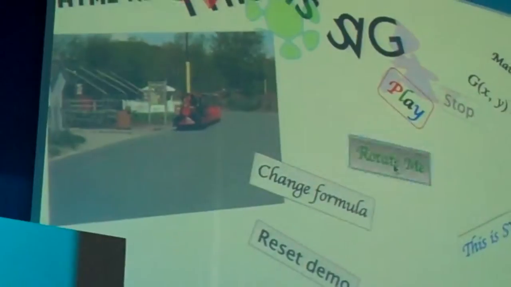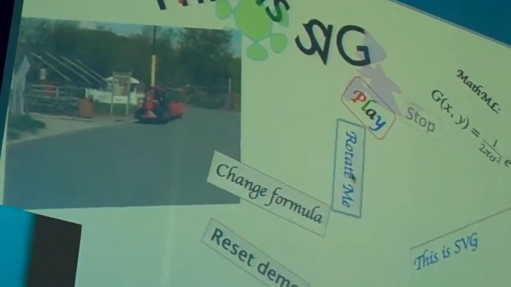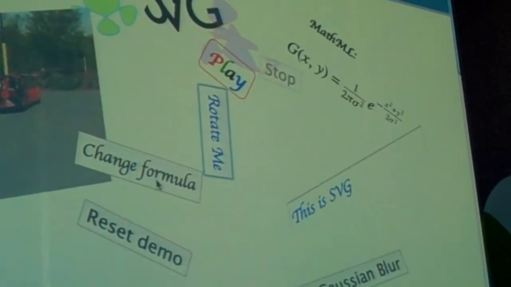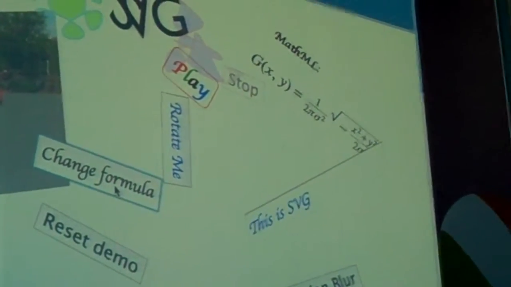So all these buttons are made with SVG, and you can attach JavaScript to them so that they do things. There's a piece of MathML. You can write the math. If I press this, the mathematical formula changes. That's because there's a piece of JavaScript which writes the mathematical formula.